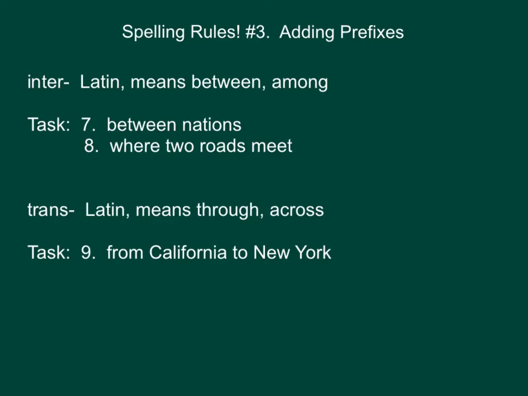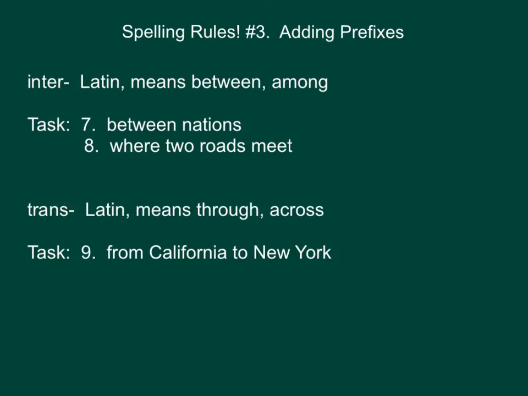We're almost there. The next prefix is inter. If you add that to a word, it means between and among. So for number 7, on your activities page, I would like you to write down the word that means between nations. It's inter-. Number 8, where 2 roads meet. It's an inter-, 2 roads meet. What do you call that? All right, that's all you have to do. Write down those 2 words. No sentences, no definitions.